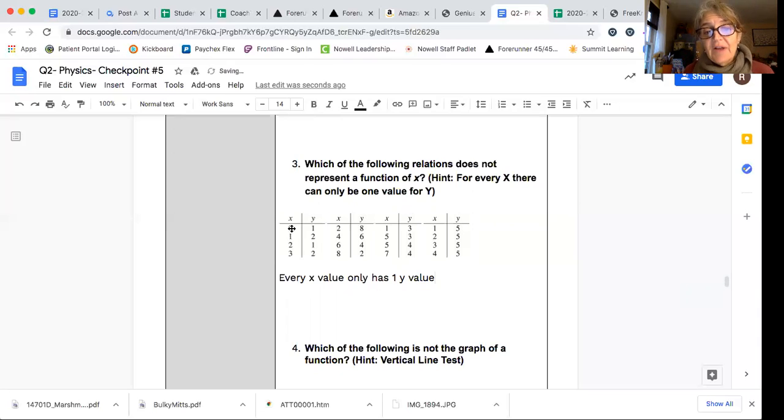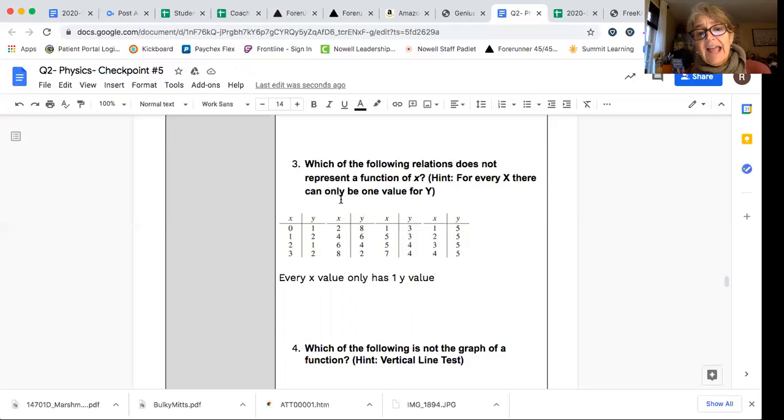So if the x value is 0, the y value is always 1. If the x value is 1, the y value is always 2. If the x value is 2, the y value is always 1. And if the x value is 3, the y value is always 2, excuse me. So for every x value, there's only one y value. I'm not saying anything about the y values. I'm just focusing on the x values.